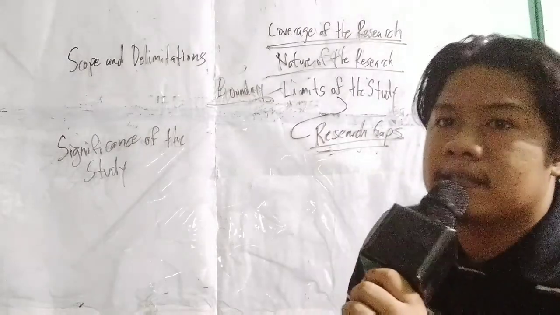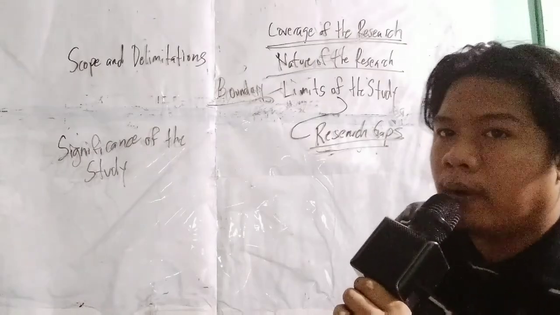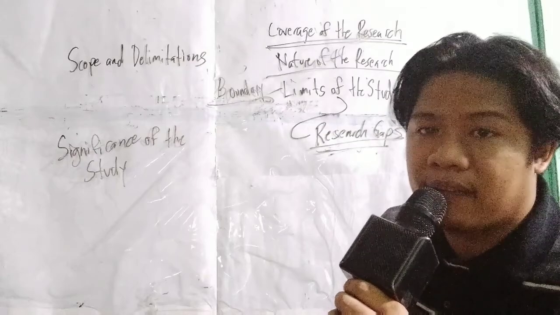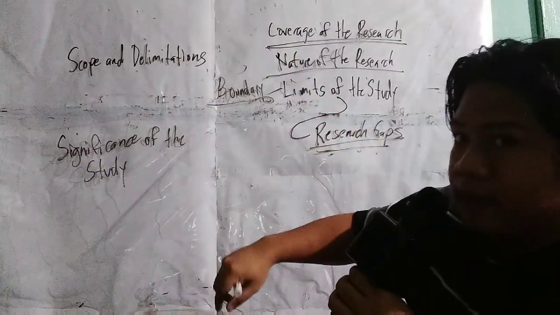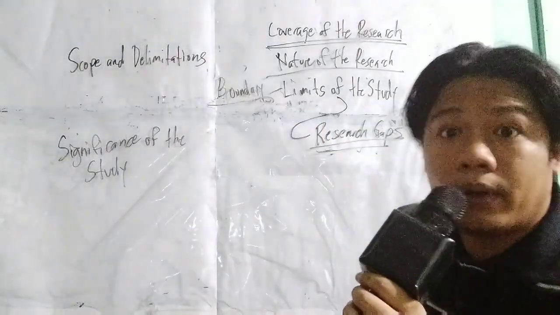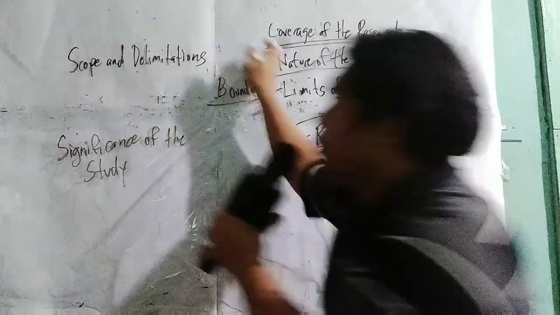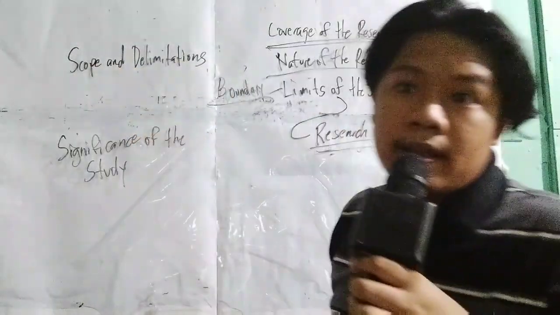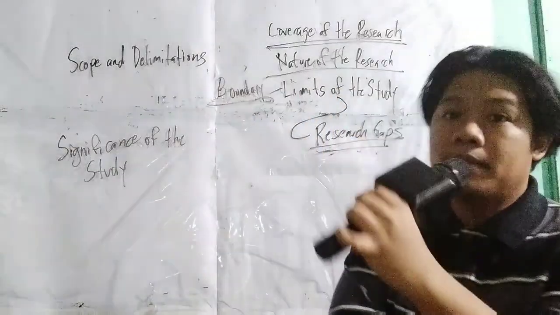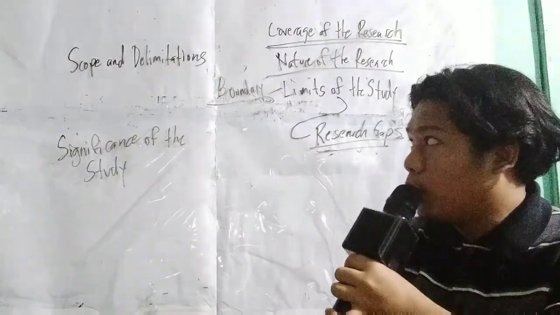So, essentially, that's what you need to write in the scope and the limitations. It's up to you whether you want to divide the following items into respective paragraphs. Let's say, for example, one paragraph for the coverage of the research, one paragraph for the nature of the research, and one paragraph for the limits of the study. Or, you also have the option to combine the coverage and the nature of the research into one to represent your scope. And as for the delimitations, you could always use the limits of the study. So, that's one context in terms of how to write the scope and the limitations.